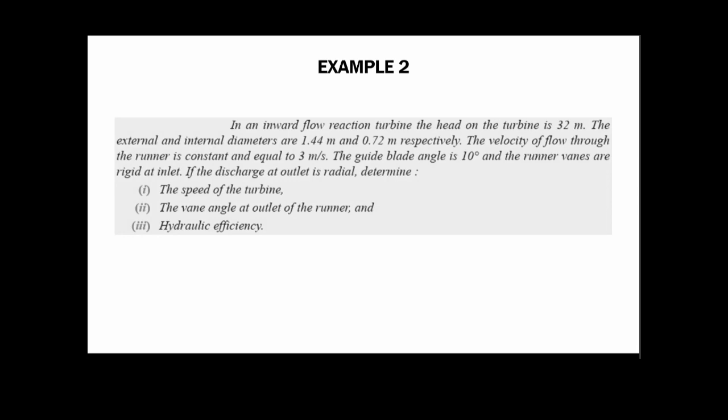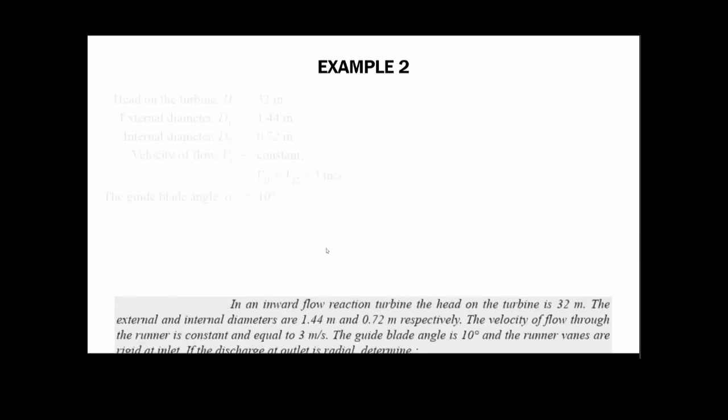Determine number 1, the speed of the turbine. Number 2, the vane angle at outlet of the runner. And number 3, hydraulic efficiency. As usual, our practice is first to extract as much information as you can from the question. Okay, so we list down from the question.